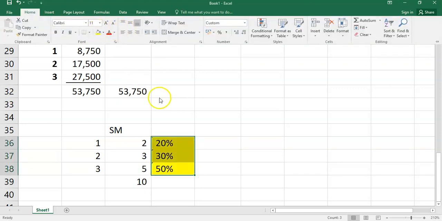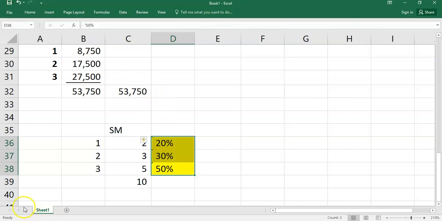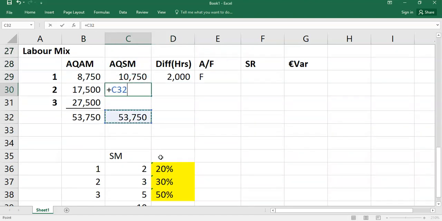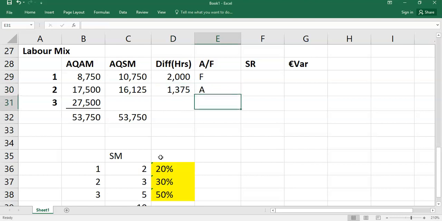There's always a small bit of work to get that, but it's the same in the sales mix, it's the same in material mix. So what AQSM is, you take the actual quantity which you have and you apply the standard mix. So you should have worked 20% of all hours as grade 1. It clearly wasn't. You worked less than that, 2,000 hours less, which would have been favourable. So standard mix is bigger than actual mix. Less is good here from a cost perspective. You should have worked 30% of all hours as grade 2. It should be 3. And you worked more than that. So this is going to be 1,375 adverse. And half of all the hours worked should have been grade 3, which is 26,875, but you worked 27.5. So that's adverse as well.